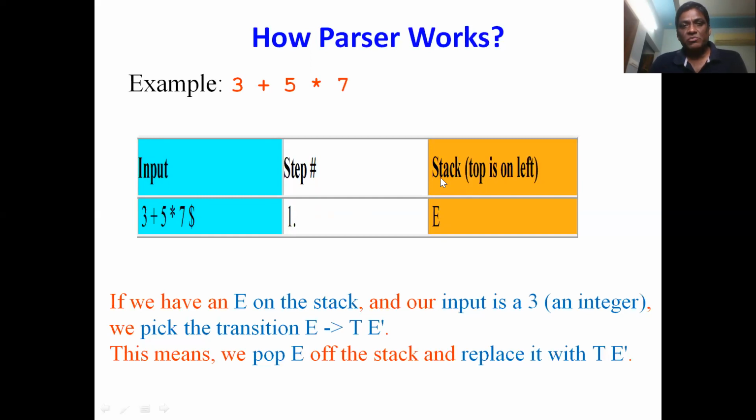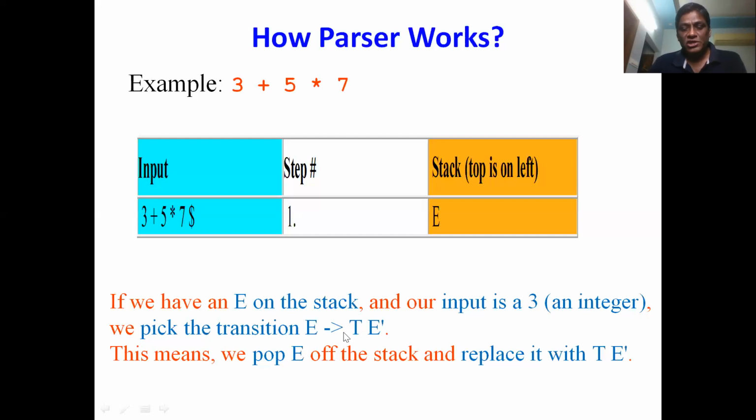And initially we put the start variable of the grammar into the stack. Of course, you can write dollar here to indicate empty stack. I'm not writing it. I'm just showing capital E, the start variable of the corresponding grammar. So now the combination is stack top symbol capital E, and the input buffer is pointing to 3. So E on stack and the input is 3. 3 is nothing but an integer.